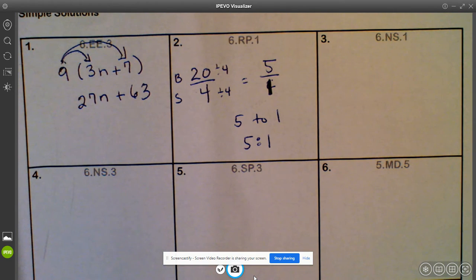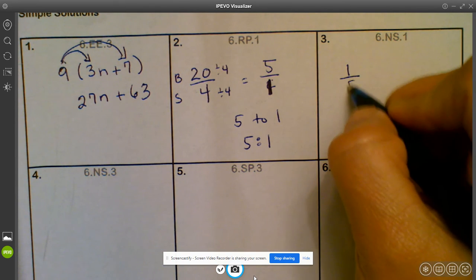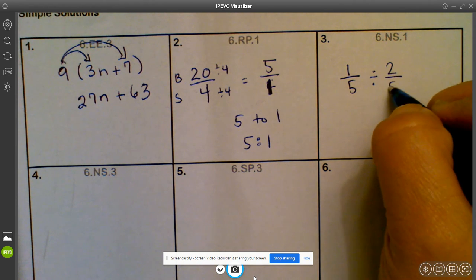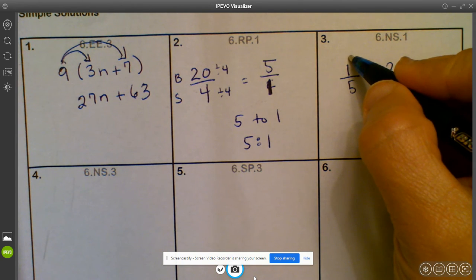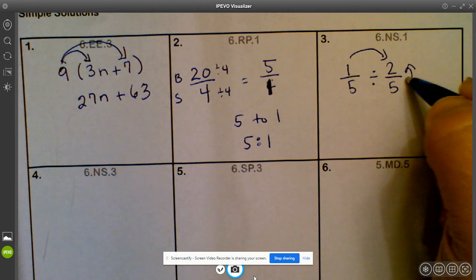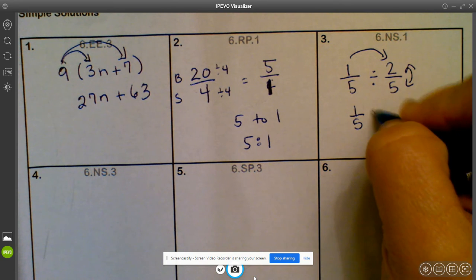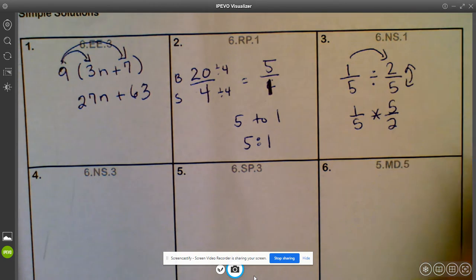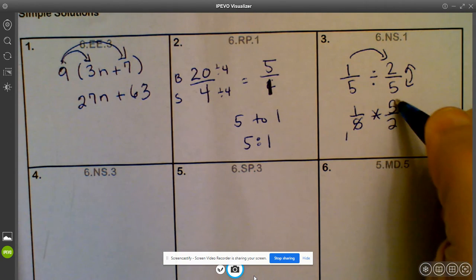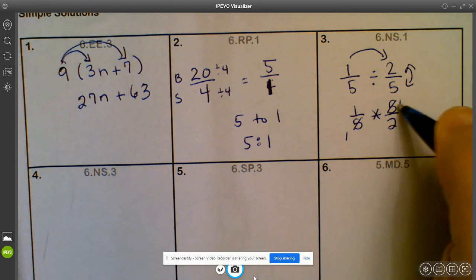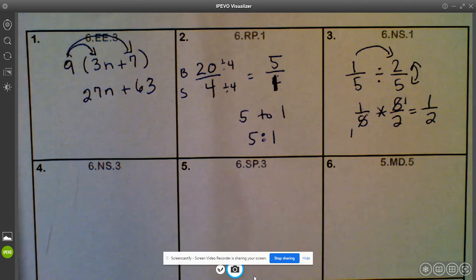Okay, number 3, we're finding the quotient of 1/5 divided by 2/5. So use our helpful hint that I taught you. You can skip, flip, multiply, reduce when dividing with fractions. So 1/5 times 5/2, the reciprocal of 2/5. I can also cross simplify here. 5 goes into 5 once and 5 goes into 5 once. 1 times 1 is 1. 1 times 2 is 2. So the answer is 1/2.